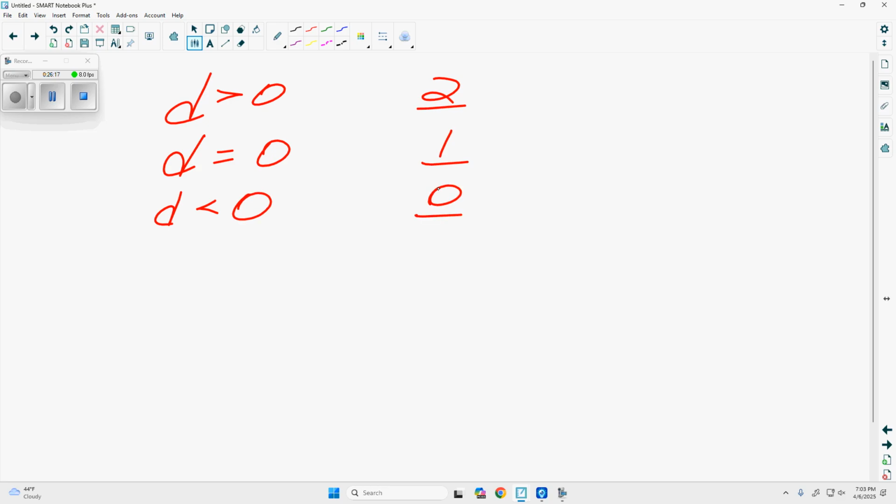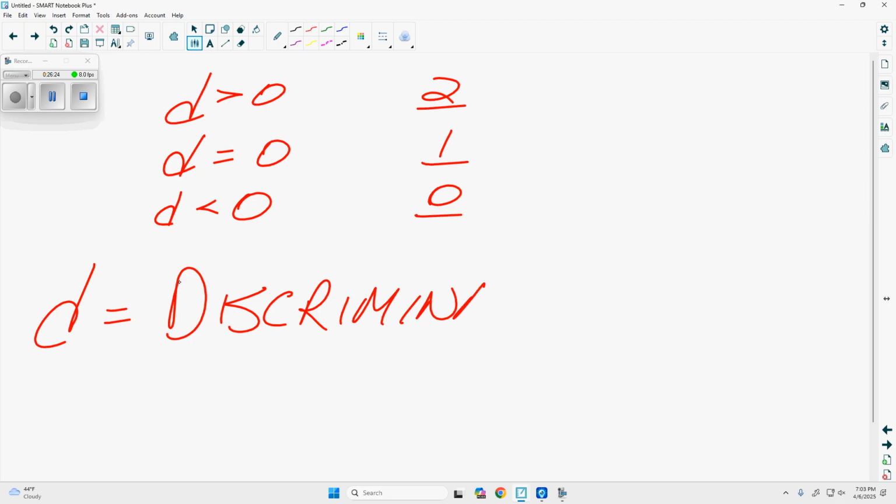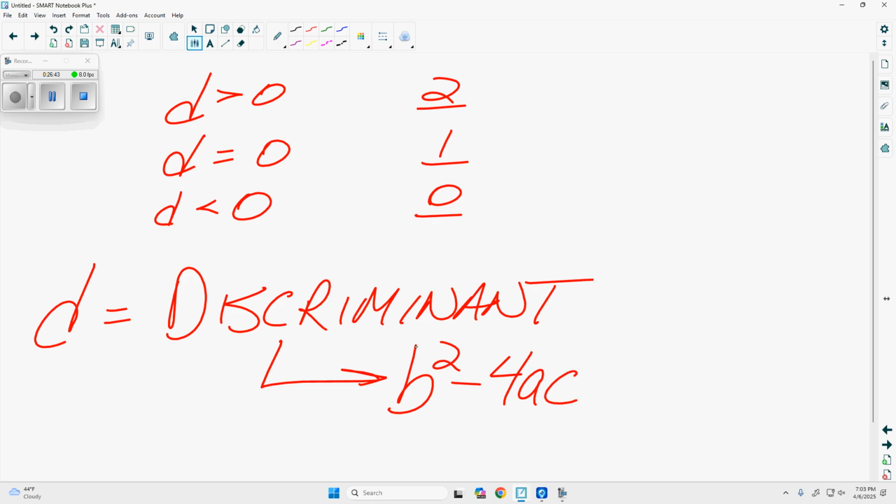And you're like, what does D stand for? D stands for discriminant. D-I-S-C-R-I-M-I-N-A-N-T. The discriminant is b squared minus 4ac. And remember, we're still looking at ax squared plus bx plus c problems, in standard form, thank goodness.